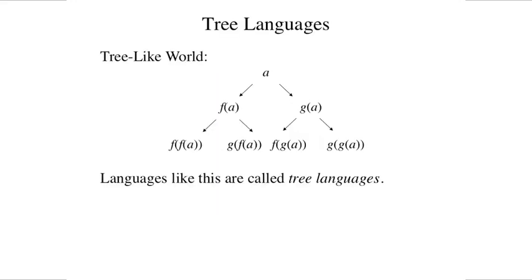Consider a language with an object constant a and two unary function constants, f and g. Some of the terms in the language are shown here. At the top of the tree, we have our object constant a. To the left, f of a. To the right, g of a. Applying f to f of a, we get f of f of a. Applying g to f of a, we get g of f of a, and so forth.